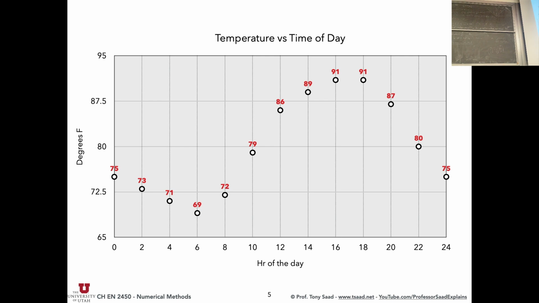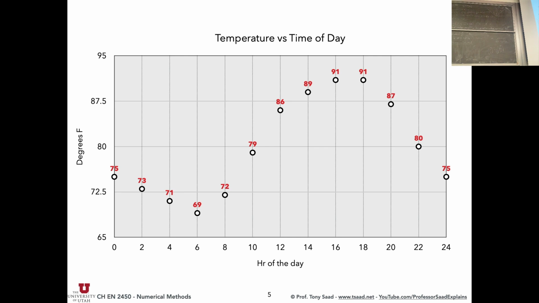So starting with midnight, 75 degrees, then the temperature goes down all the way to 69 degrees at 6 in the morning. Then the sun rises and it starts warming up: 72 at 8 o'clock, 79 at 10, 86 by noon, and then at 2 and 4 o'clock you get the maximum temperature of 91. Then at 6 o'clock it starts climbing down and continues the cycle.